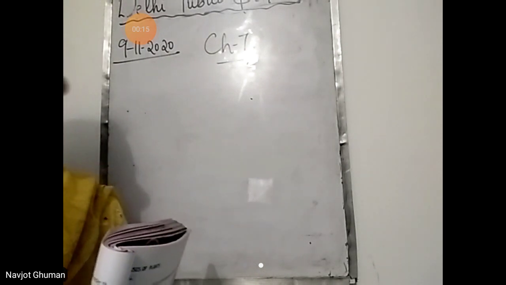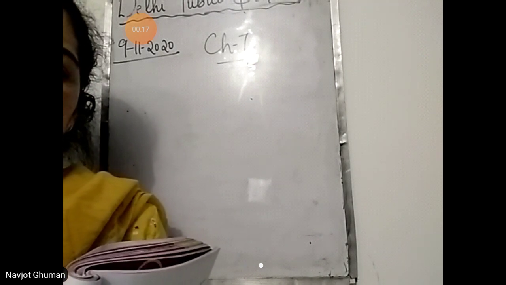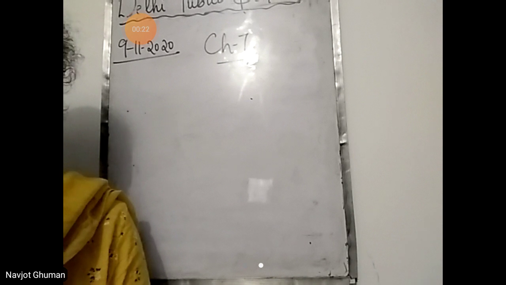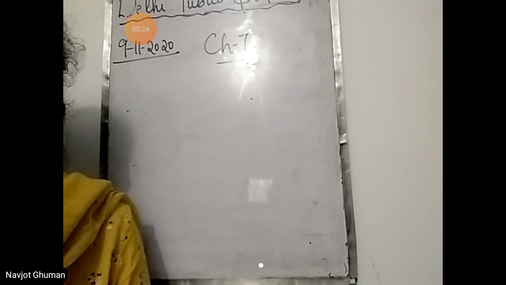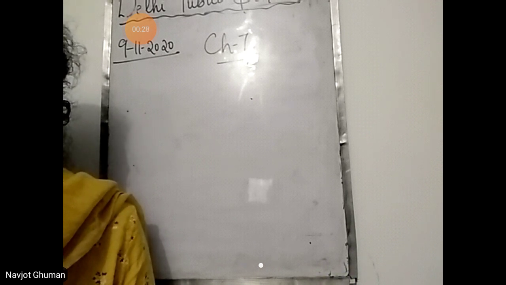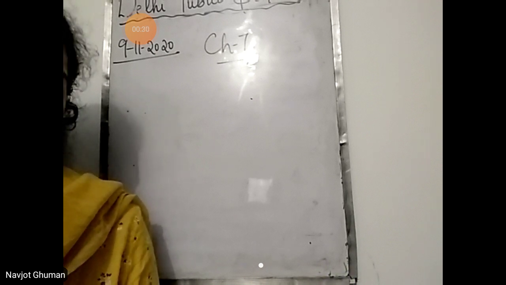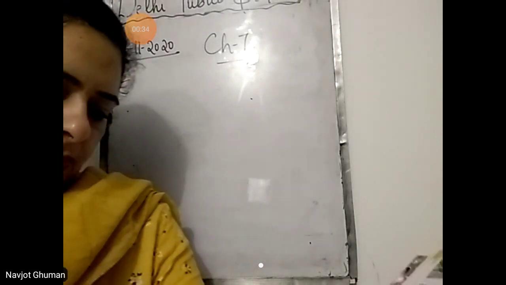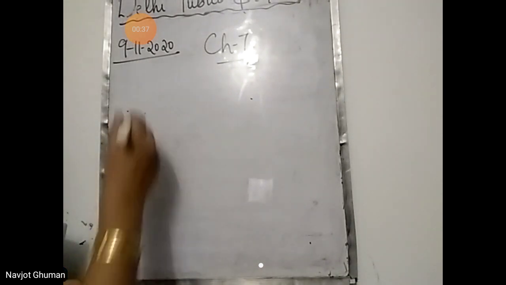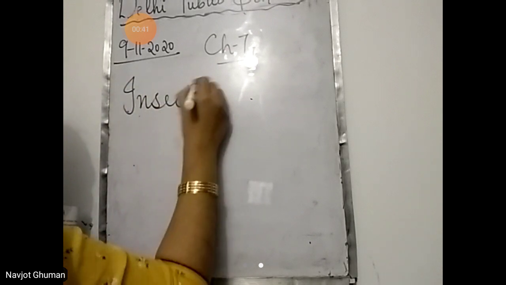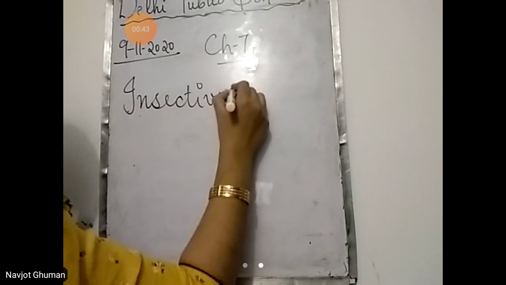We are reading chapter number 7, How Plants Survive. We have completed almost half of the chapter and read about the types of plants, that is terrestrial, aquatic, underwater plants. Now, we are going to study the next type of plants, that is insectivorous plants. This topic is on page number 80, bete, insectivorous plants.